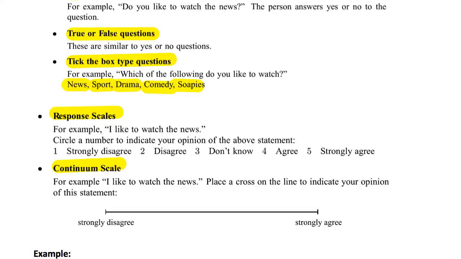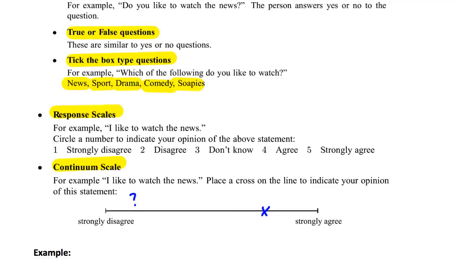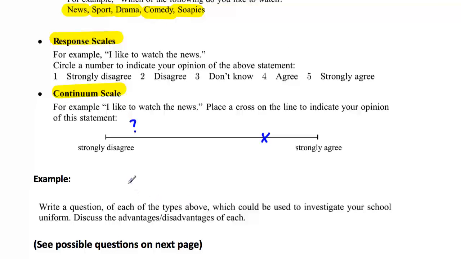So if you ask them how much do you agree with a particular position? They might say, look, I tend to agree. I'm up here somewhere, strongly agree, rather than down here where I disagree. So let's have a look at an example of how this works.